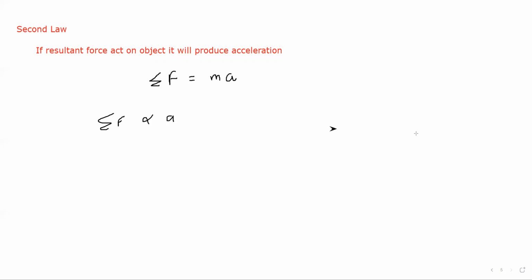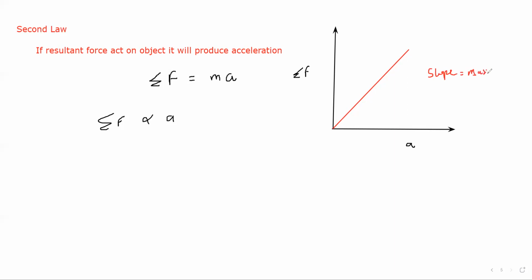Or we can say the resultant force is directly proportional to acceleration if mass is kept constant. So if we sketch a graph between the resultant force, this is a summation sign, it means the resultant force, and acceleration, it will be a straight line which will start from the origin, and the slope of this line represents the mass of an object. So resultant force is equal to ma, or resultant force is proportional to a.